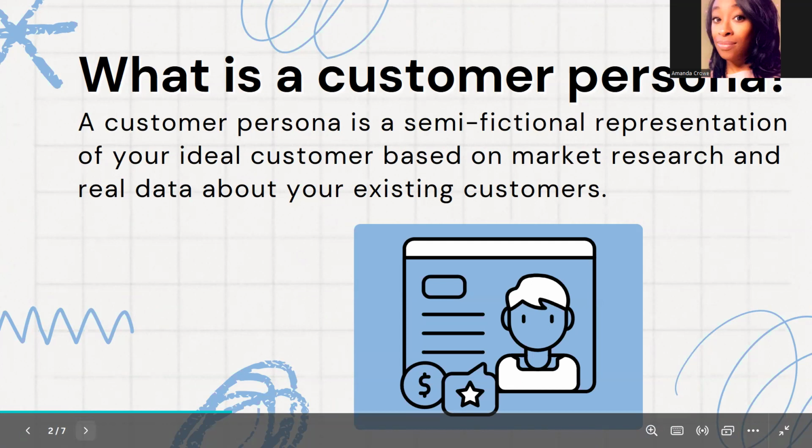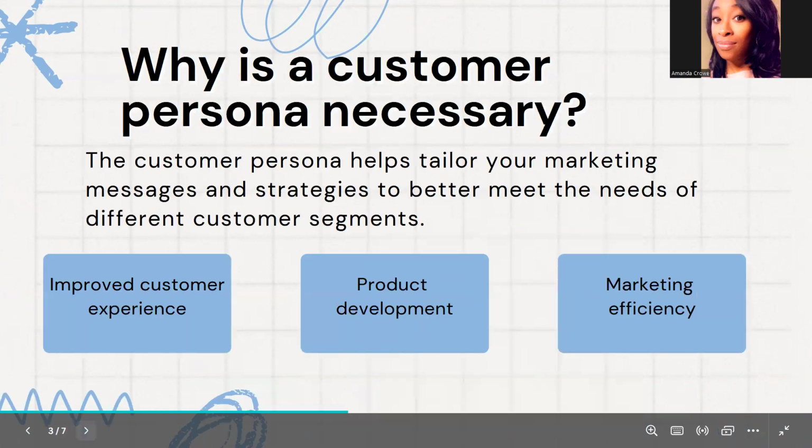So your customer persona is a somewhat fictional representation of your target customer or your ideal customer. I say somewhat fictional because it is based, or should be based, on market research, okay? It should be based on real customer analysis about existing customers in the industry that typically buy the product or service that you're offering.